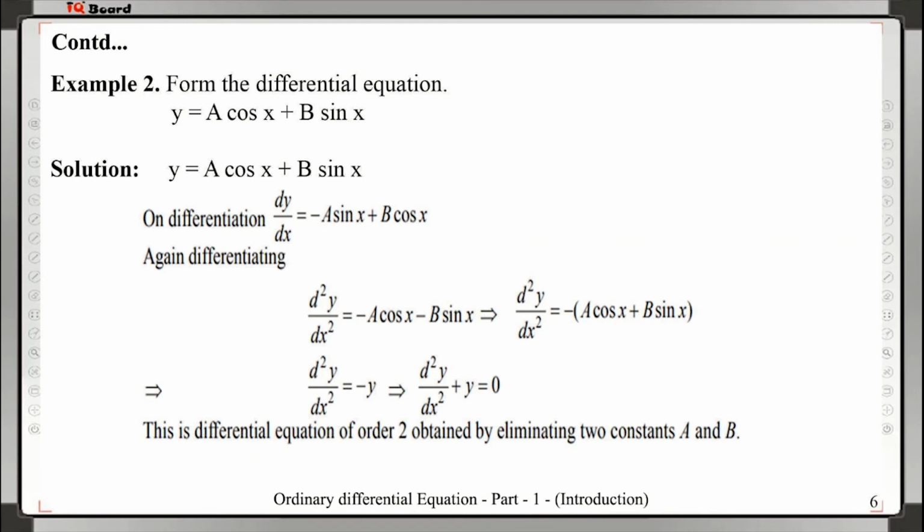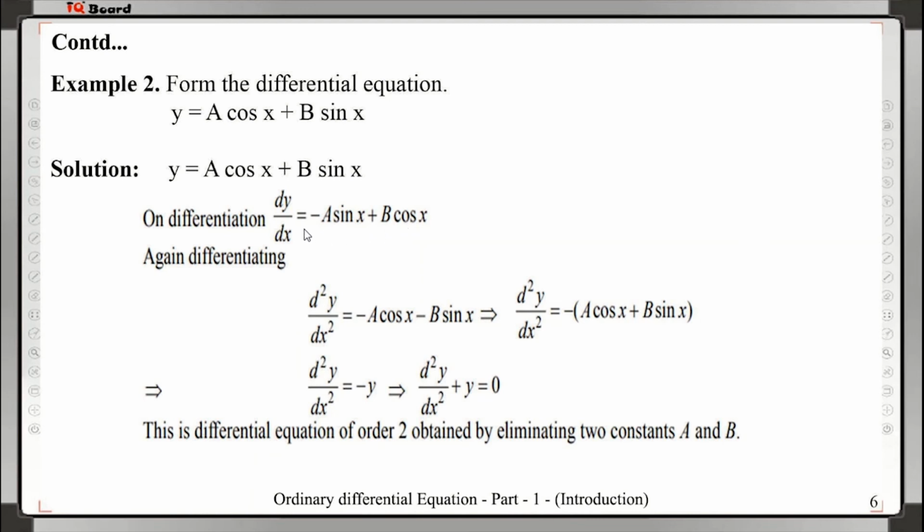and we have to form the differential equation. So how we form the differential equation? By eliminating the constants a and b. So we differentiate this equation with respect to x. We get dy by dx equals to minus a sin x, because the differentiation of cos x with respect to x is minus sin x, plus b, differentiation of sin x is cos x. So by first differentiation we get dy by dx equals to minus a sin x plus b cos x.